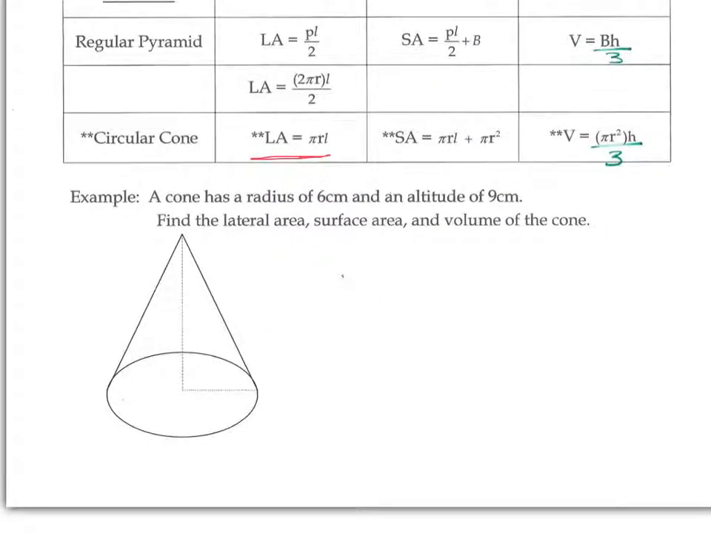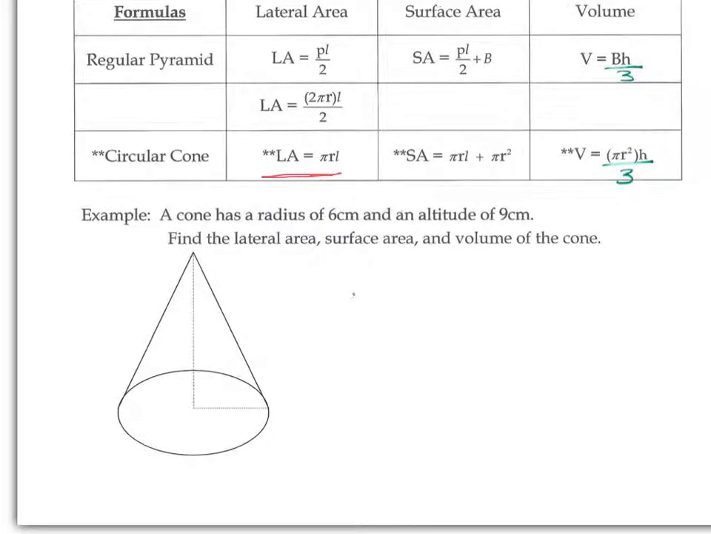A cone has a radius of 6 centimeters and an altitude of 9 centimeters. We want to find the lateral area, surface area, and volume. What do I need to find the lateral area? We need the slant height. How can I find the slant height? Pythagorean theorem.